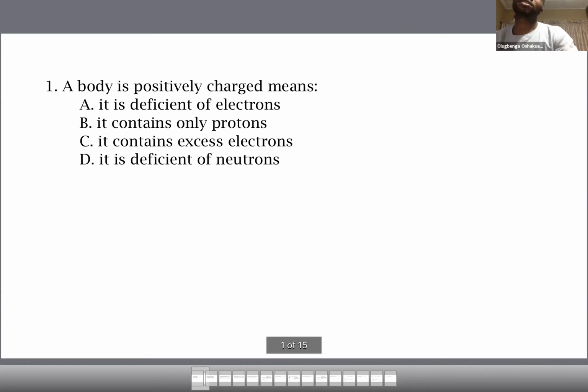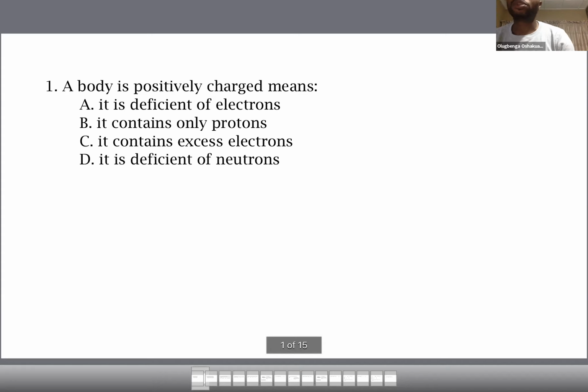This is a question that says, a body is positively charged means A, it is deficient of electrons. B, it contains only protons. C, it contains excess electrons. And D, it is deficient of neutrons. Let's start from option D.